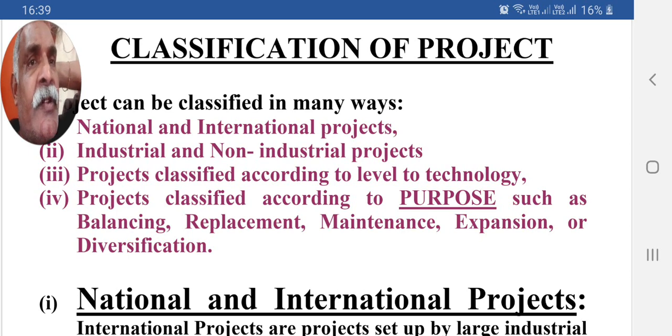We may classify the project based on national and international, that is national project and international project. We may classify the project based on industrial and non-industrial project. We may classify the project on the basis of the level of technology. We may classify the project based on purpose, that is balancing project, placement project, maintenance project, expansion project, diversification project. So we may classify the project in different ways.